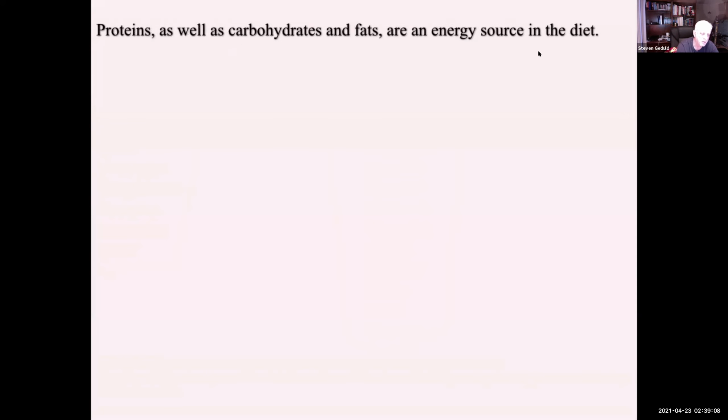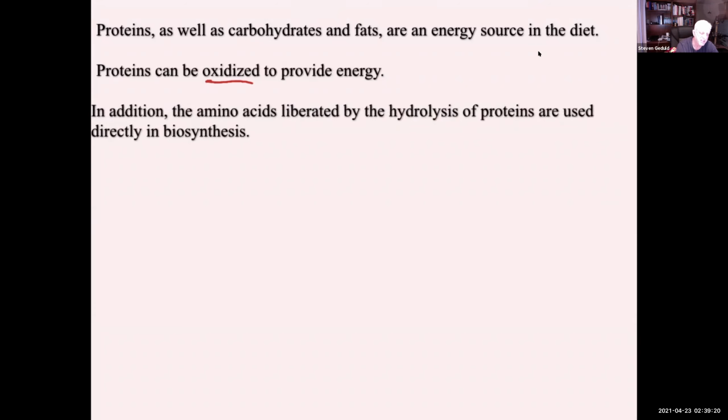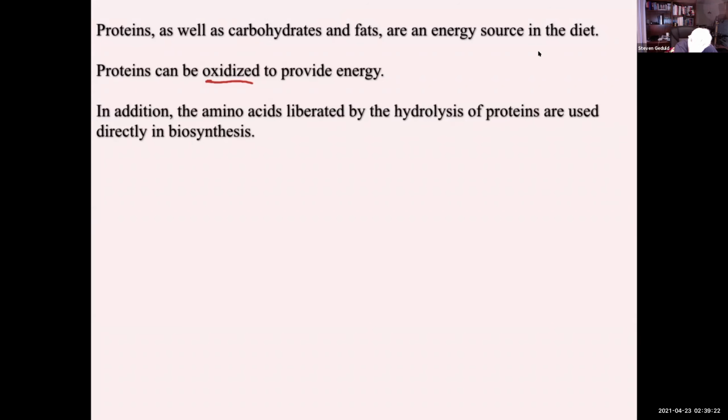Okay, so proteins, carbohydrates, fats, they're all energy sources in our diets. Some more efficient than others. Proteins can be oxidized to provide energy. Remember, oxidation is the adding of oxygen or the decreasing of hydrogen. In addition, amino acids delivered by the hydrolysis of proteins are used directly in biosynthesis. So the amino acids we break the proteins down into, we use those amino acids to rebuild our own proteins in the order that we need them.